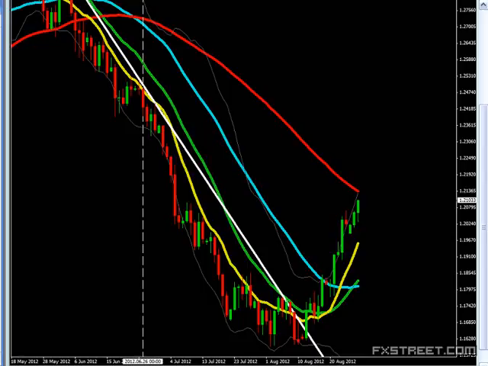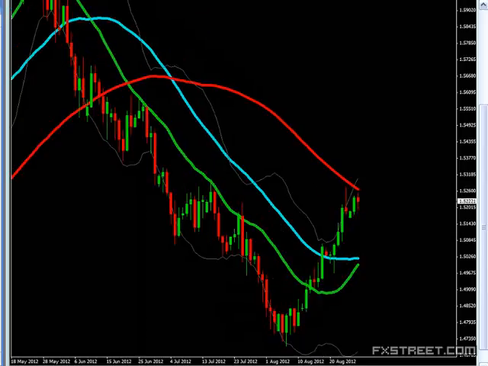Erase everything here. Let's go to our moving averages. Template, load, 3 moving averages. Okay? In this case, the 10 closed below the 20, and the 20 below the 40, 40 below 80. Over here is July 5th.